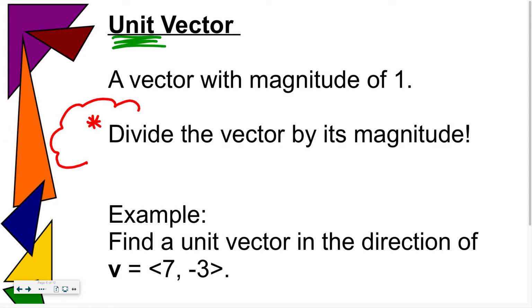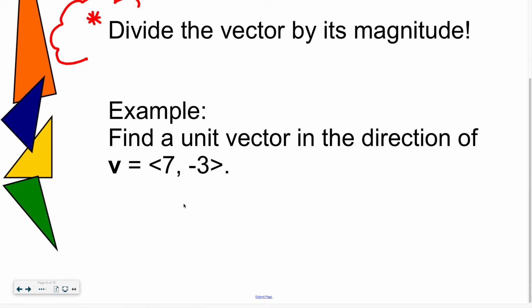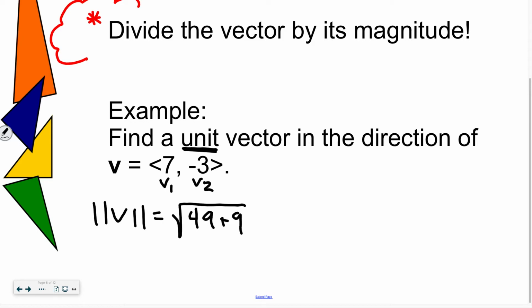So in the example, we have a vector v. It is in component form, 7, -3. It's got the angled brackets. So this is v sub 1 and v sub 2. And we want to get a unit vector. So we would like it to go in the same direction as this vector, but have a length of 1. Well, first I want to figure out what is the length of v, or the magnitude of v. Well, that would just be the square root of 49 plus 9, which is the square root of 58.